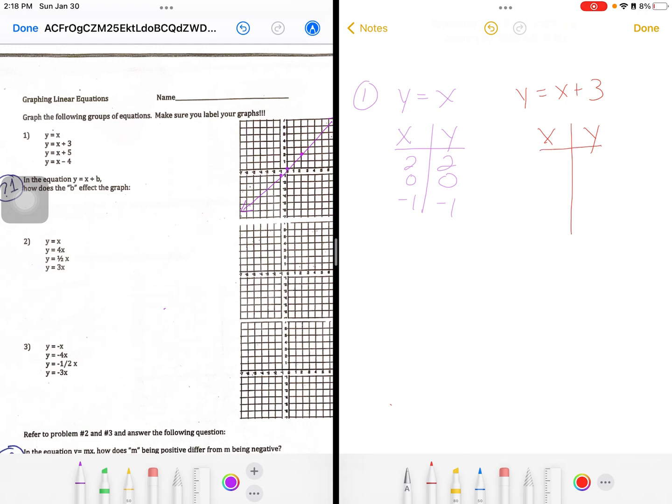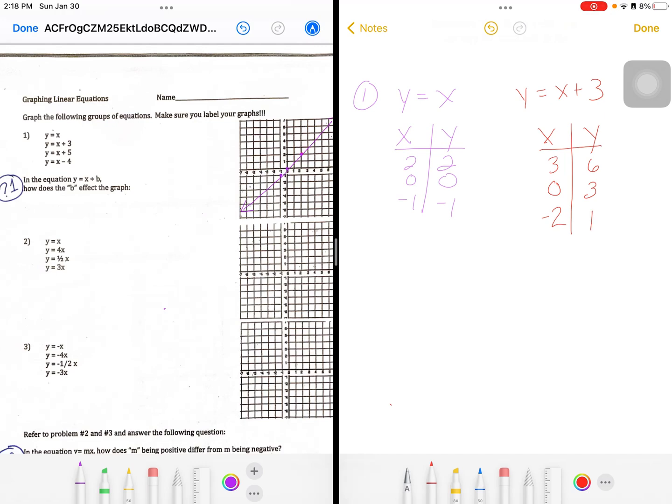And then I'm going to pick again 3 random points. They can be the same ones or they can be different. Maybe this time I'm going to choose 3, 0, and negative 2. Again, picking a positive, 0, and a negative is the best way to get across the graph. So now if I go to the first one, I input 3 in for x. 3 plus 3 is 6. 0 plus 3 is 3. And negative 2 plus 3 is going to be 1.